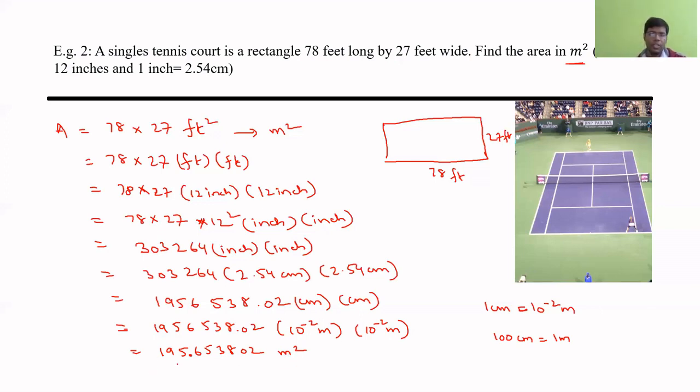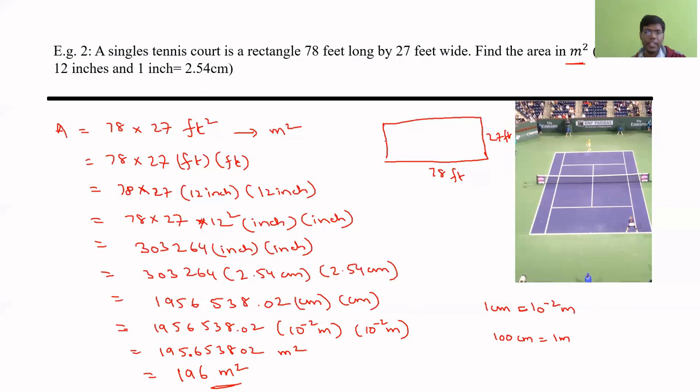To make it a little more decent, we can round it off and write it as say 196 meters square. Because for tennis courts you don't need so many decimal places of precision. So we can just approximately write it as 196 meters square.